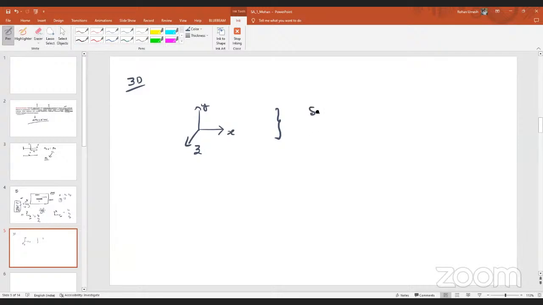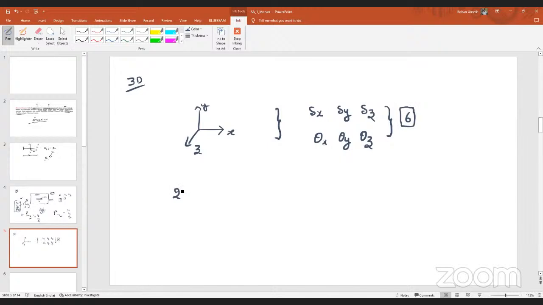So here the movement along X direction, movement along Y direction, movement along Z direction. Similarly, rotation along X direction, rotation along Y direction, rotation along Z direction. So if you are talking about a 3D plane, a total of 6 possible motions will be there. Is it clear now?